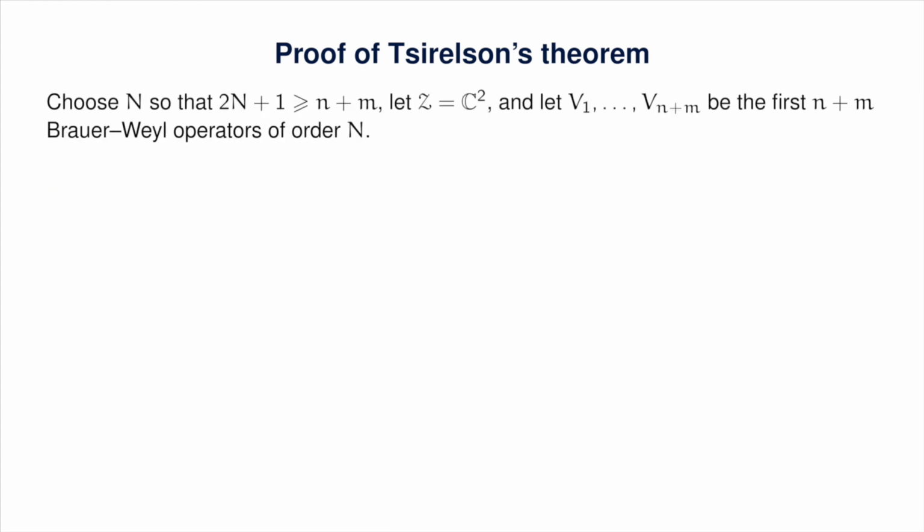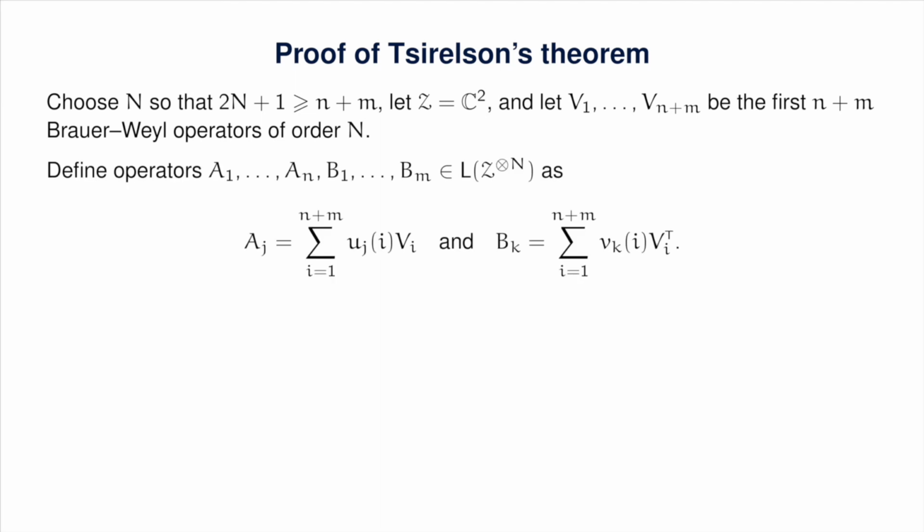And at this point, we're going to pull out our main weapon, which is the Brauer-Weyl operators. Choose capital N so that 2 times capital N plus 1 is at least n plus m. Let Z be C^2 as before, and let V1 through V(n+m) be the first n plus m Brauer-Weyl operators of order capital N. We can now directly define a state rho and Hermitian contractions a1 through an and b1 through bm, for which the first statement of the theorem must be true.